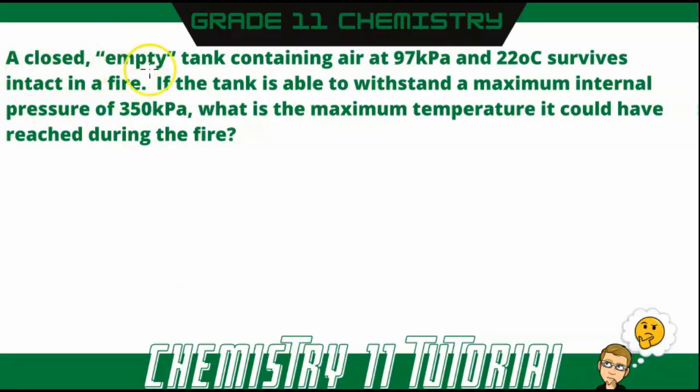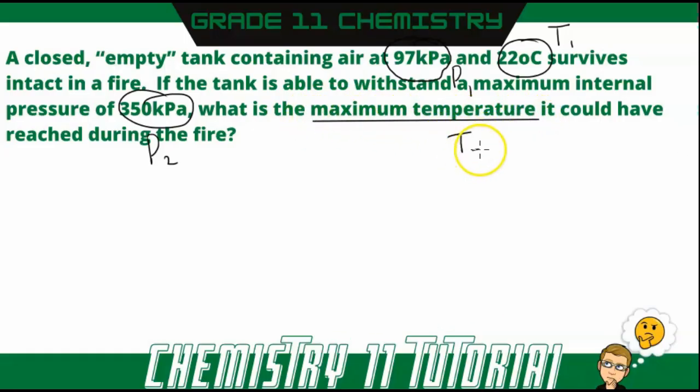A closed empty tank containing air, well, I guess it's not completely empty, it's got air, at 97 kilopascals and 22 degrees Celsius survives intact in a fire. So there's our initial pressure, P1, and here's our initial temperature, T1. If the tank is able to withstand a maximum internal pressure of 350 kPa, okay, so there's P2, what is the maximum temperature? So we're looking for T2.